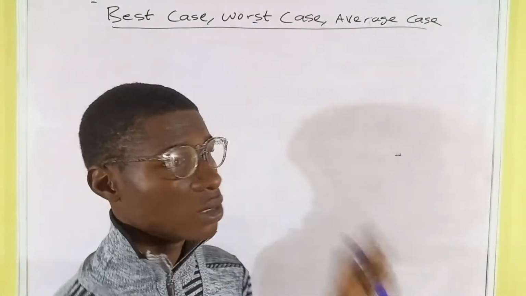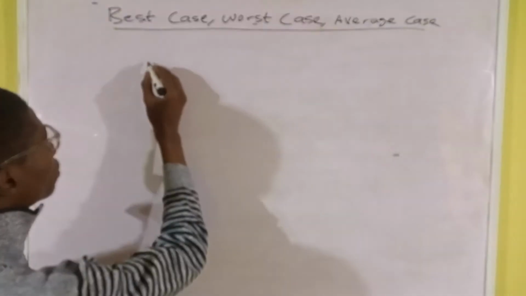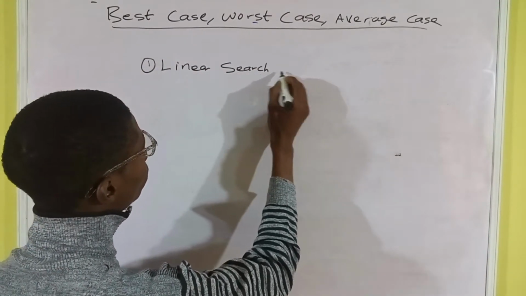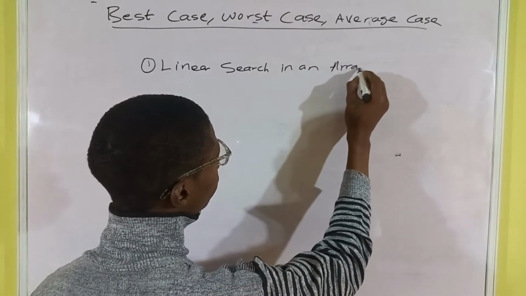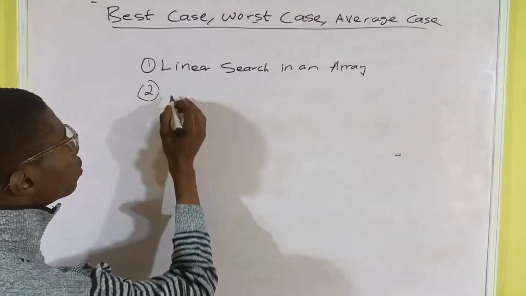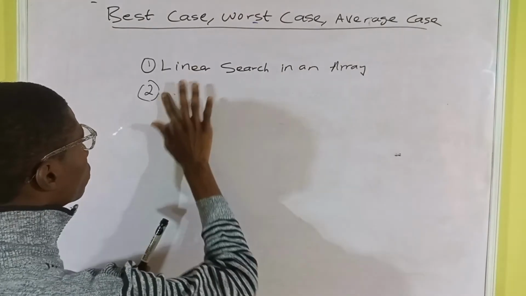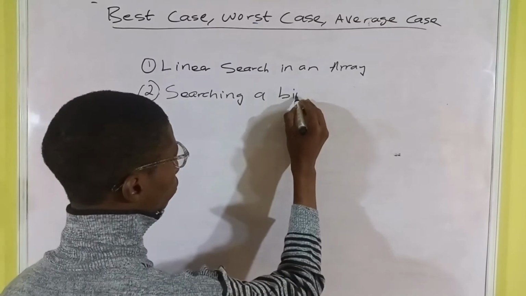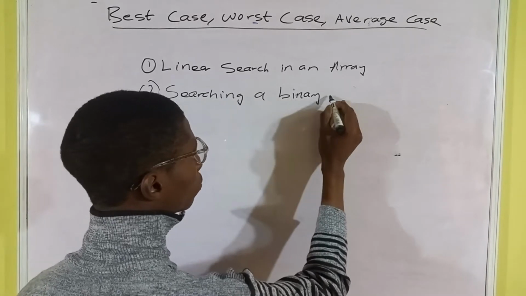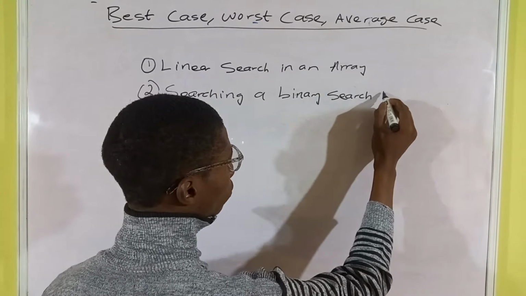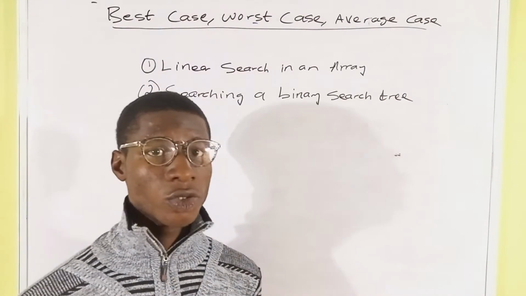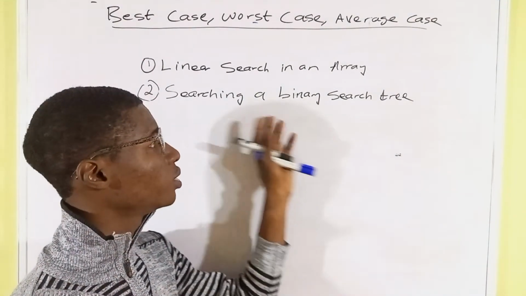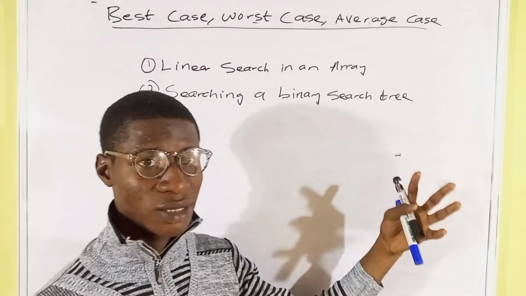To explain this concept, I'm going to be using two examples. The first one is a linear search in an array, and the second one is searching a binary search tree. All right, so let's start from the first example.